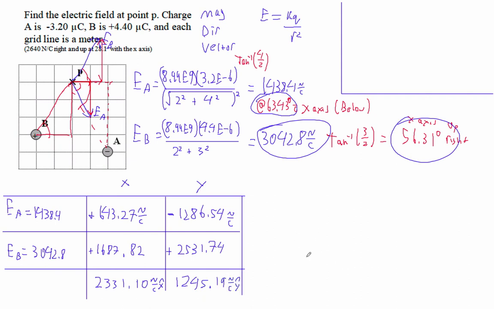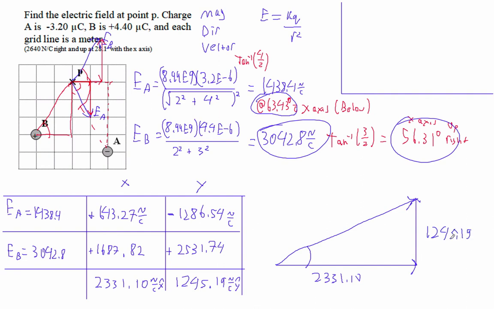All right, oh, wow, we've got all this room here to draw a picture of this thing, right? So let's draw a picture of it. We're going to go over and up. And the vector goes like that. Don't laugh at my line. All right, so this is 2331.10. This is 1245.19. Okay, so this is going to be, of course, the hypotenuse of that, right?